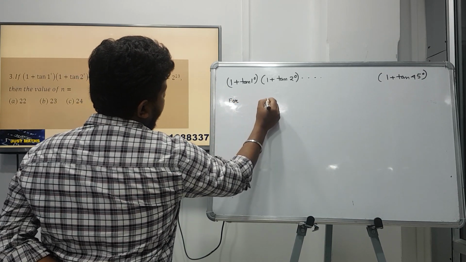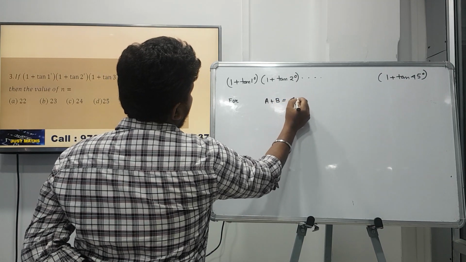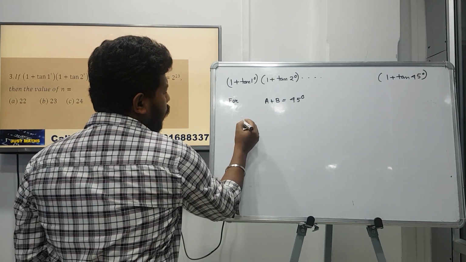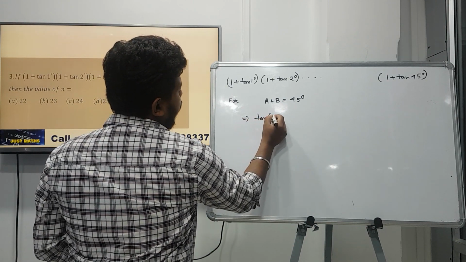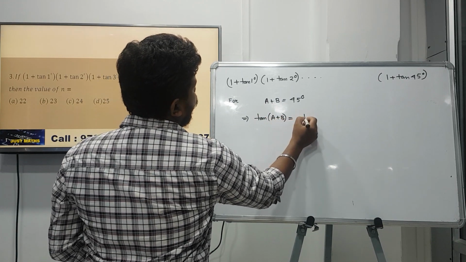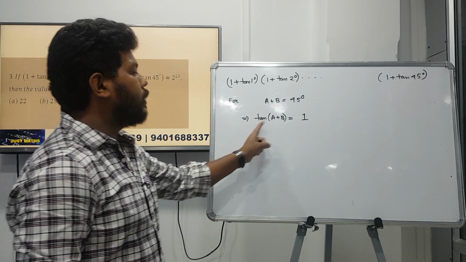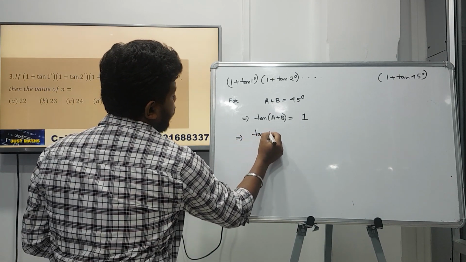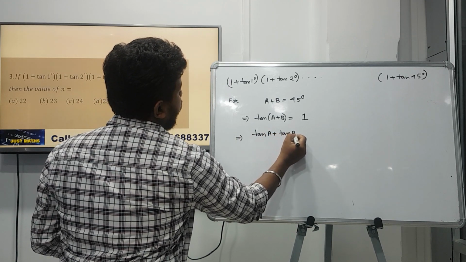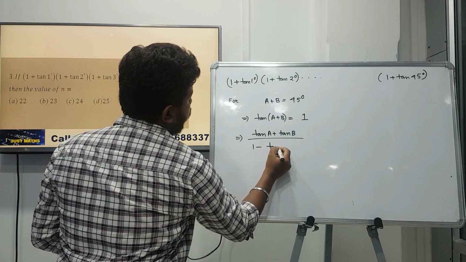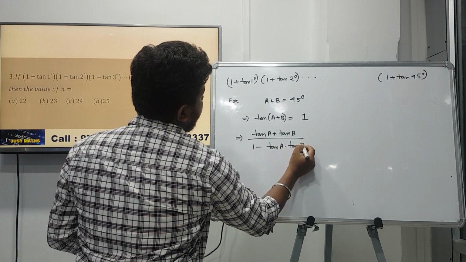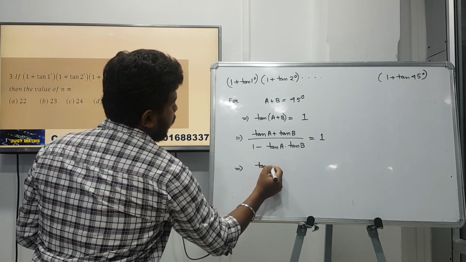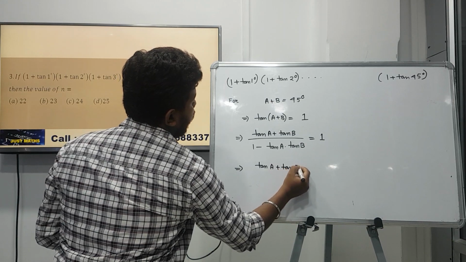We know A plus B is equal to 45 degree. If the sum of two angles is equal to 45 degree, then we can write tan of A plus B is equal to 1. Taking tan on both sides, I will get tan of A plus B is equal to 1. Hence, tan A plus tan B divided by 1 minus tan A into tan B, that is equal to 1.